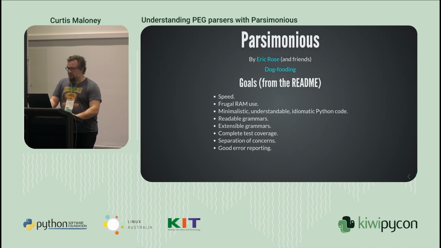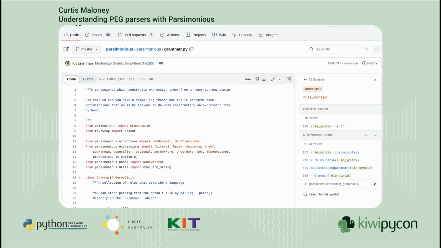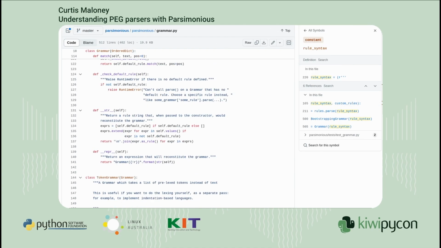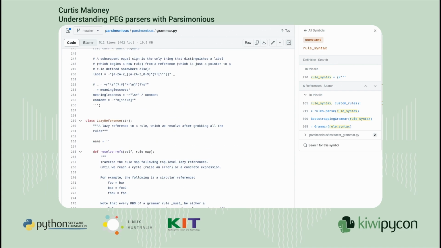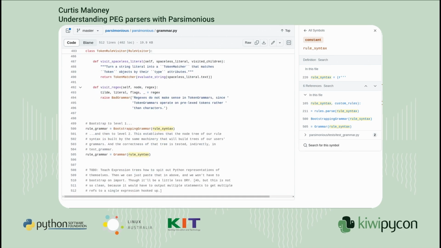So Parsimonious is by Erik Rose and a bunch of other people helping. I want to try and show the fact that they too... did we not get that? I can't actually, yes. It didn't go to the right line, and I've got the wrong glasses on. Partway through in their description, they actually have their own language described in their own language.